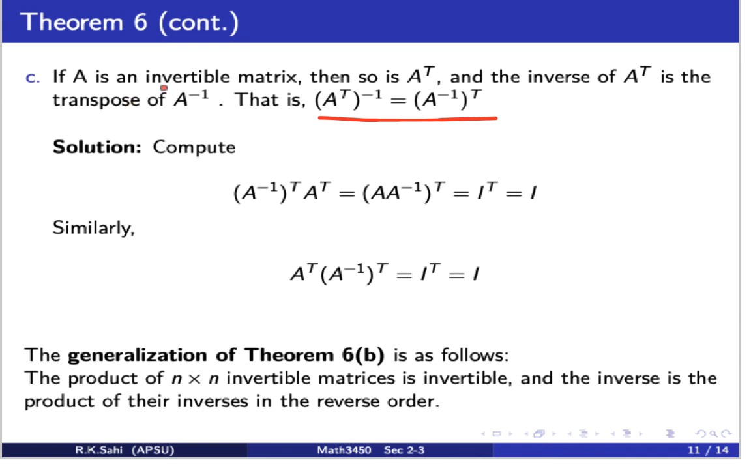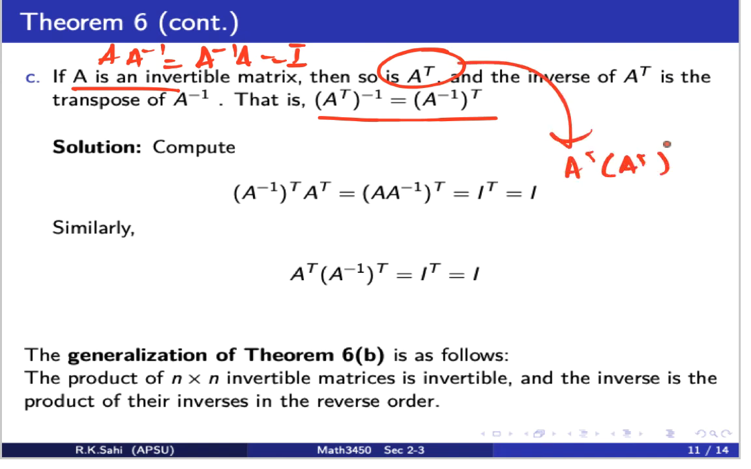So we're saying if A is invertible, what does that mean? A inverse A equals A A inverse equals identity. Then we say A transpose is invertible. What does that mean? It means A transpose times A transpose inverse equals A transpose inverse times A transpose equals identity. So that's what it is.